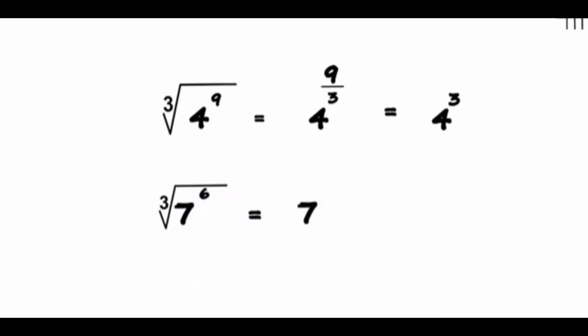And if we take the cube root of 7 raised to power 6, it is 6 divided by 3, which becomes 7 squared, because the exponent is divided by 3 in a cube root. It is a very important thing to note and to remember: in a cube root, the exponent is divided by 3.